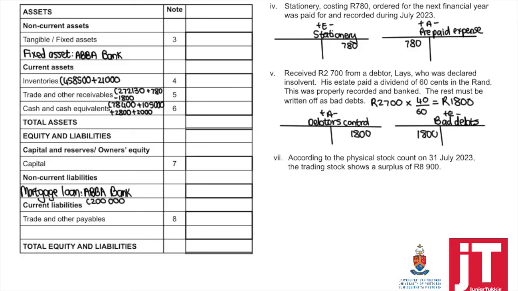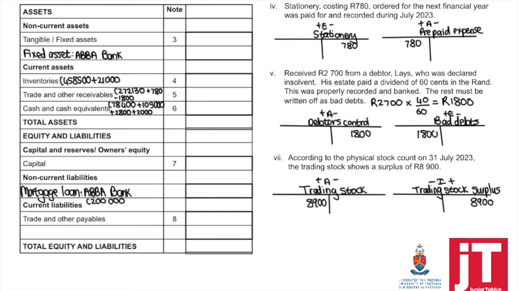According to the physical stock count on 31 July 2023, the trading stock shows a surplus of 8,900. This time, they provided you with the surplus, or it could have been a deficit. If it's a surplus, it means that it should be added to the trading stock account, 8,900, because trading stock surplus is an income.